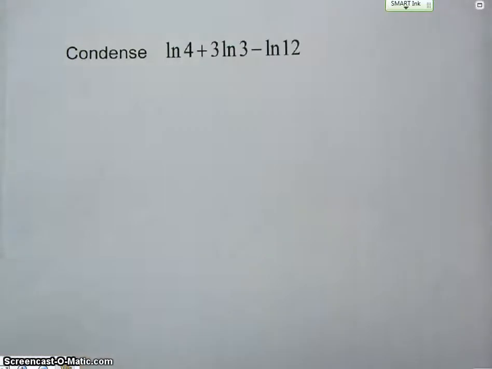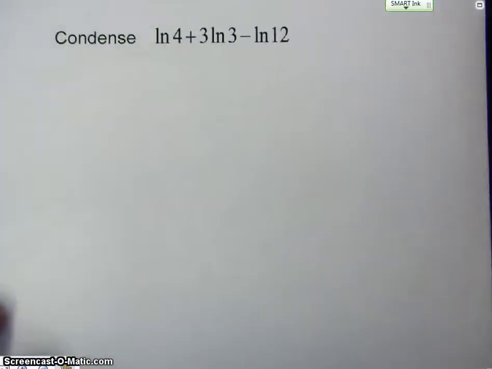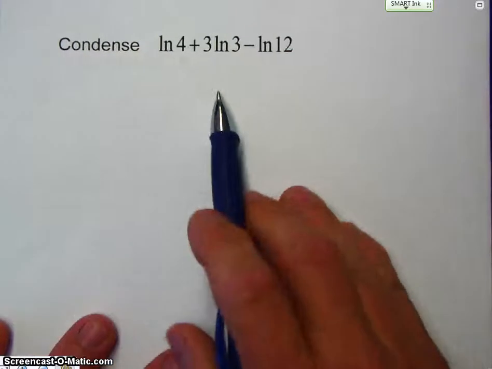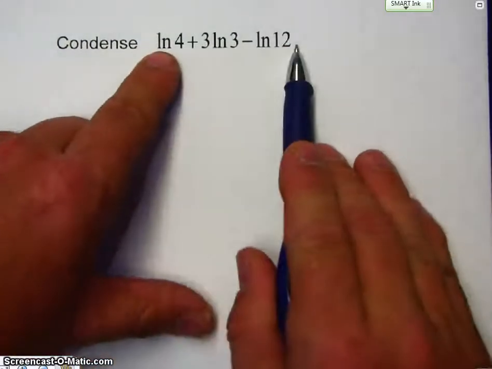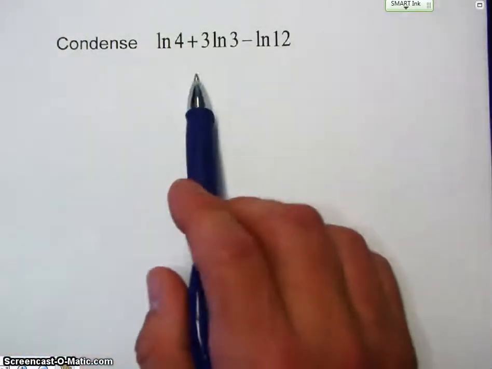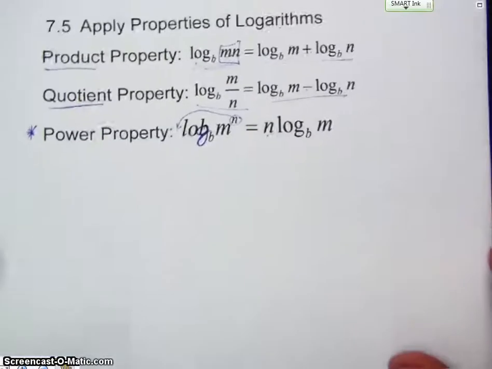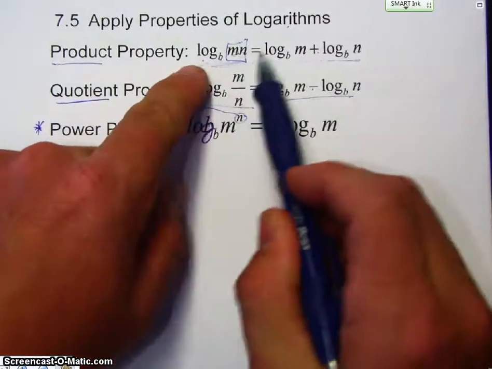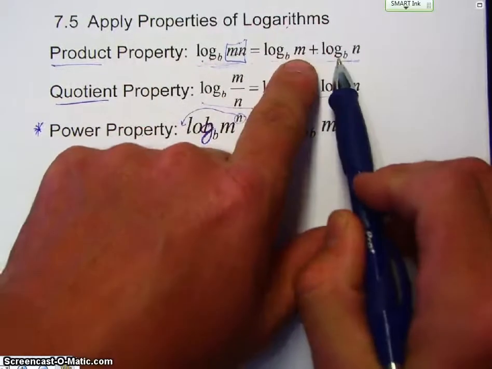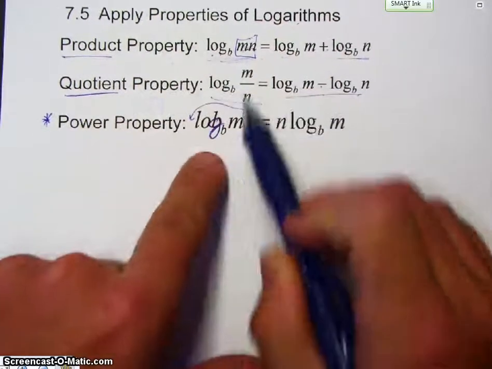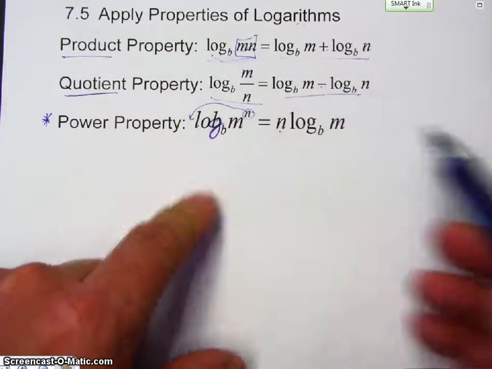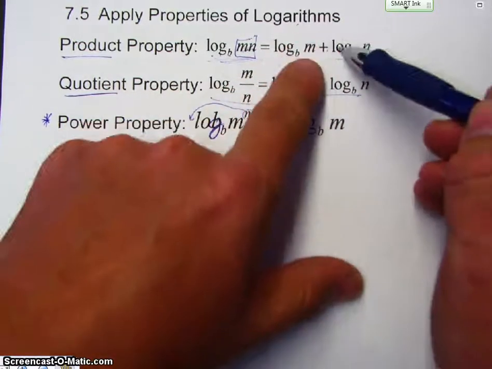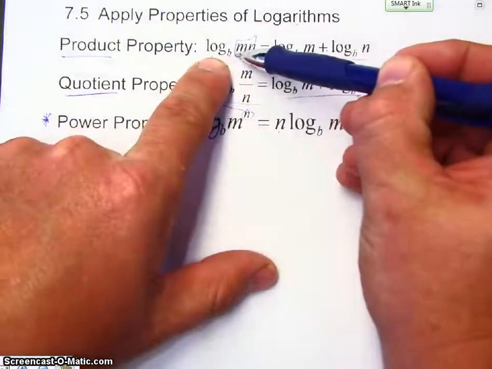Alright, 7.5, the second video in this series, and the last one is now we are going to condense. Now we're going to start with multiple logarithms and we're going to condense it into one. Alright, so we're going to refer right back to these properties again. So in the previous video we took a single and expanded it to multiple with a combination of these three properties, and what we're going to do now is with the same properties we're going to take multiple and we're going to condense it down to a single.